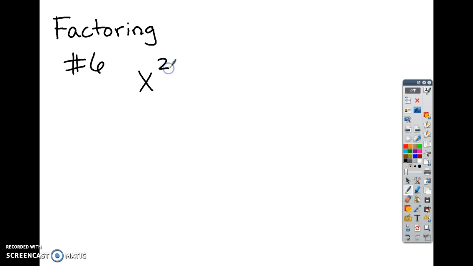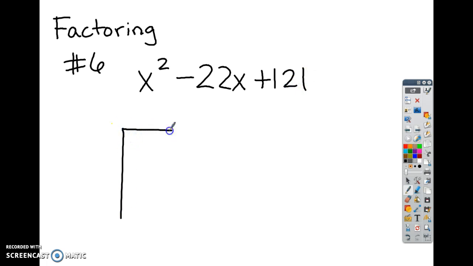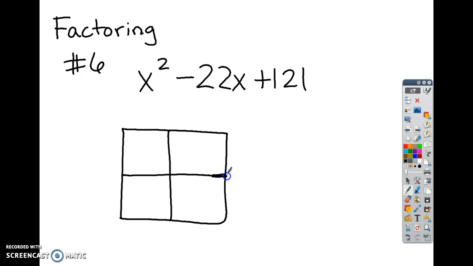If you are factoring, and we're doing problem number 6, that's x squared minus 22x plus 121. The first thing you need to do is put it in the box. Fill in the box as much as you can with the information that they gave you. I know that the first term goes in the first box and the last term goes in the last box. And I also know that x times x gives you x squared.